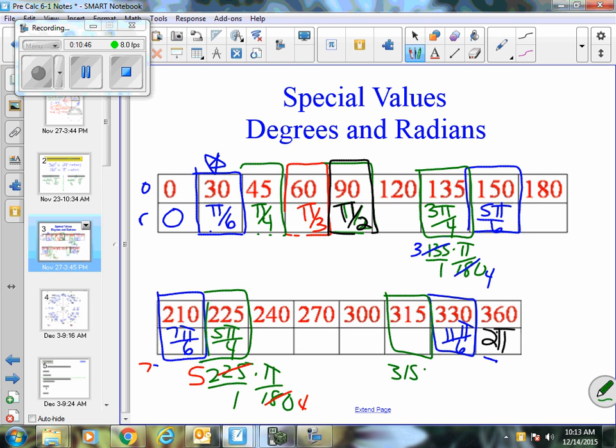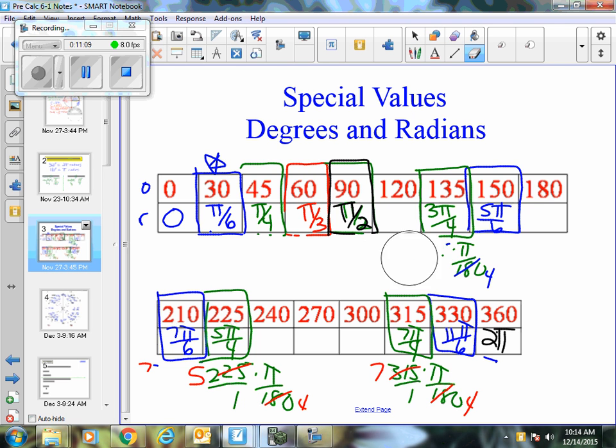And then 315 times pi over 180. We know it's a multiple of 45. How many 45s to make 315? Well, you need 7 of them. So that would be 7 pi over 4. Because again, one more 45-degree interval would get you to 360. One more pi over 4 would get you to 8 pi over 4. And again, 8 pi over 4 would be 2 pi or all the way around.